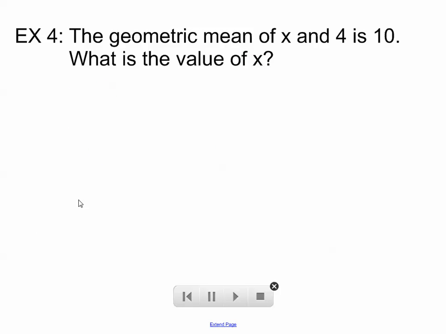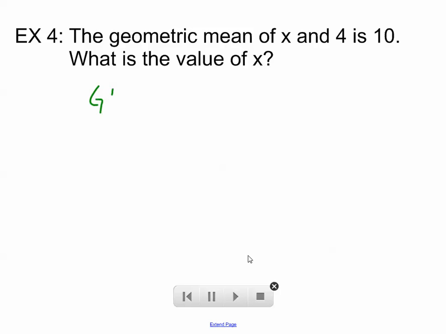And lastly, something a little different here. The geometric mean of x and 4 is 10. What is the value of x? Well, let's not worry about what geometric mean is right now. You can concentrate on that more when you get to geometry next year or even advanced algebra.